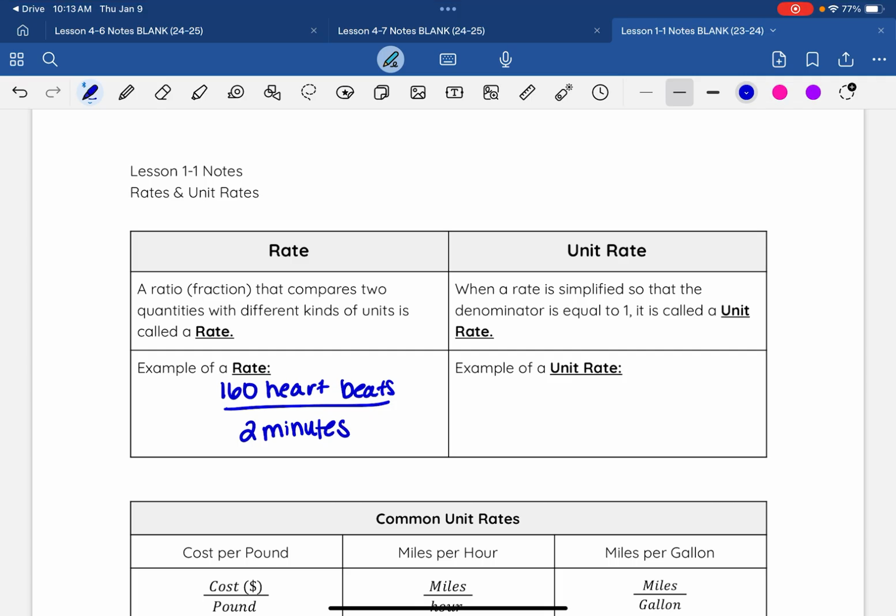For a unit rate, it says when a rate is simplified so the denominator, which remember the denominator means the bottom of the fraction, is equal to 1, it is called a unit rate. So if we were to take our rate of 160 beats and we divided it by 2, we would get 80 heartbeats or 80 beats in 1 minute.